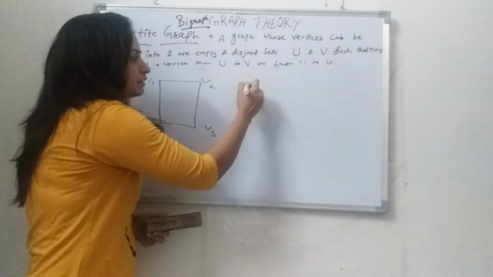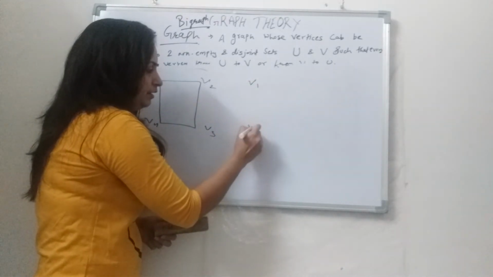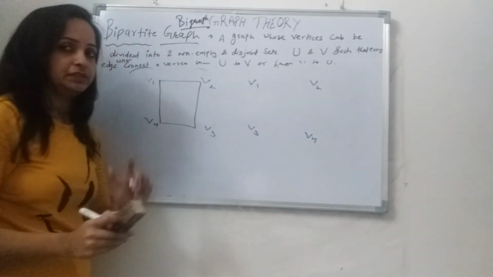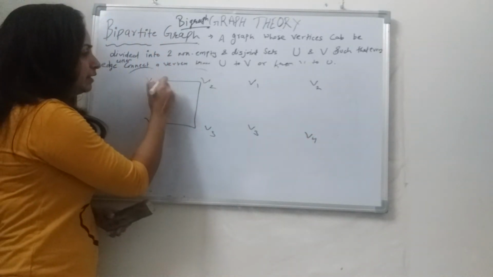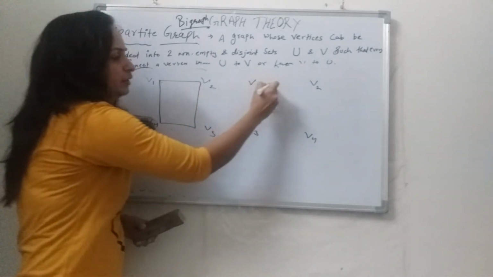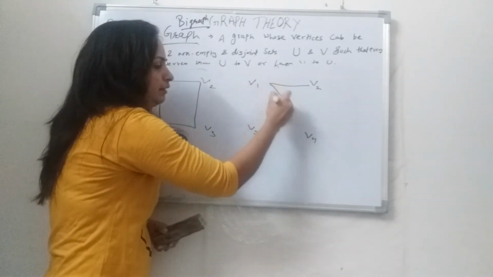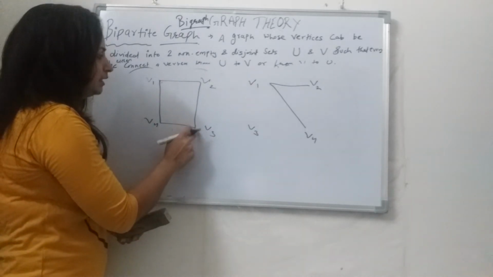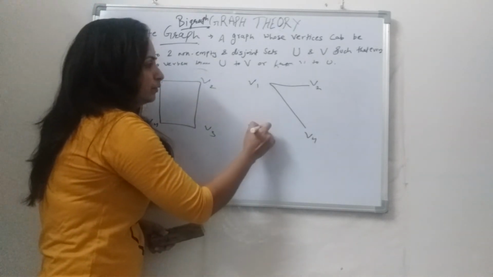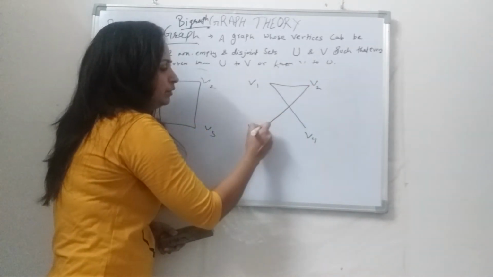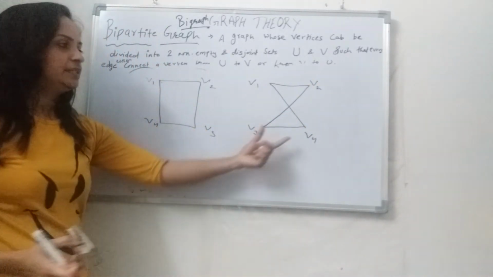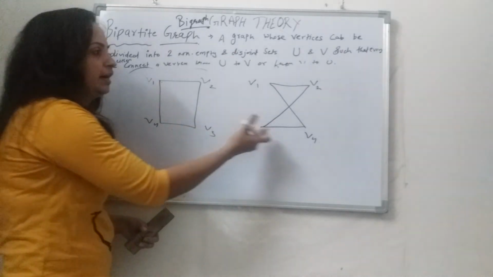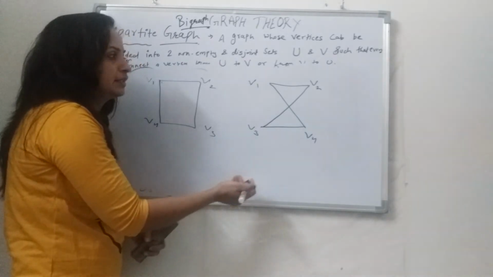What I am doing is V1, V3, V2 and V4. I am not changing the connectivity. The vertex V1 is connecting to V2 and V4. The vertex V3 is connecting to V2 and V4. So these two are the same graph. It is just like I twisted the rectangle and found this graph. So this is the same.